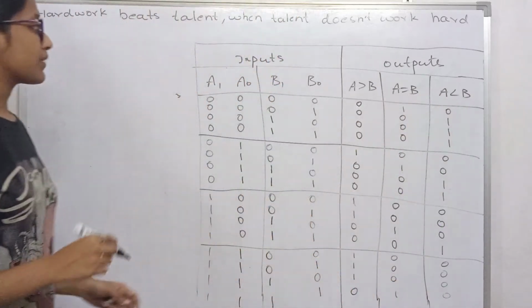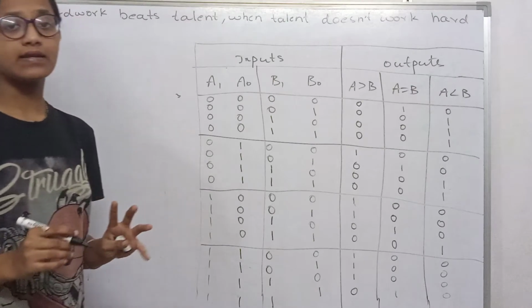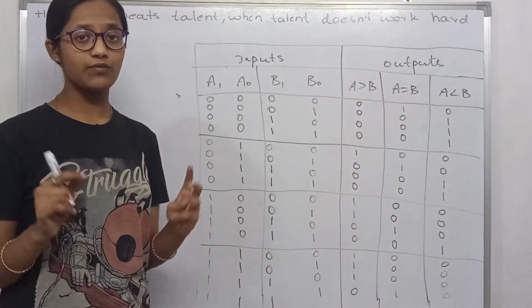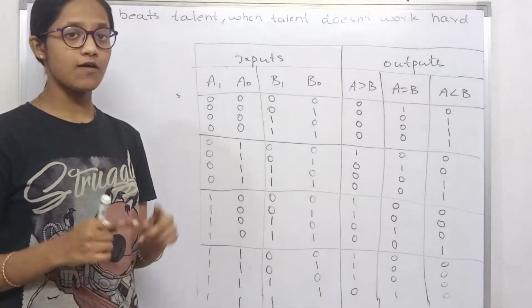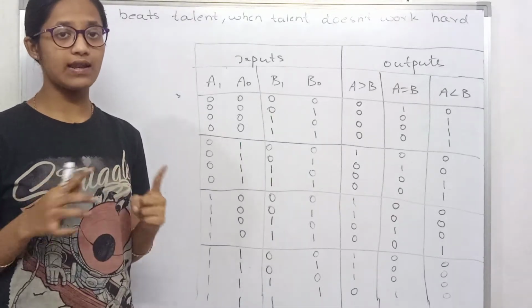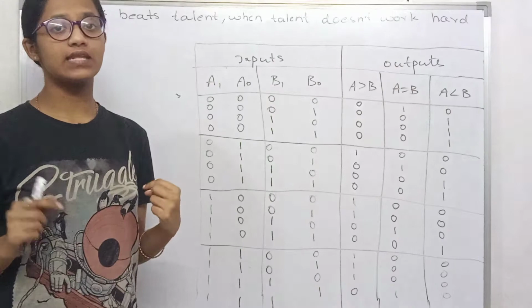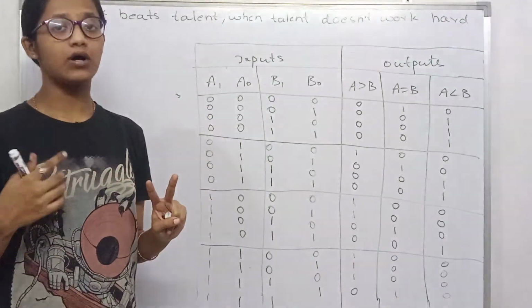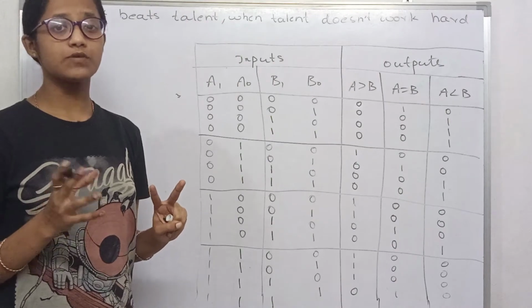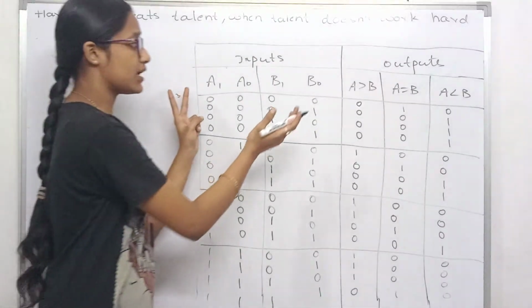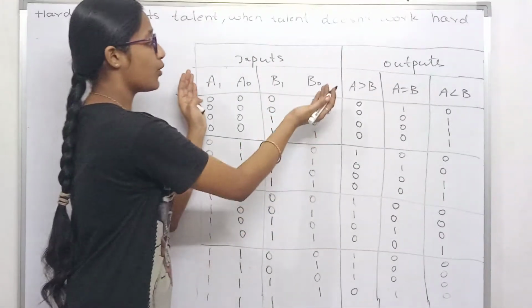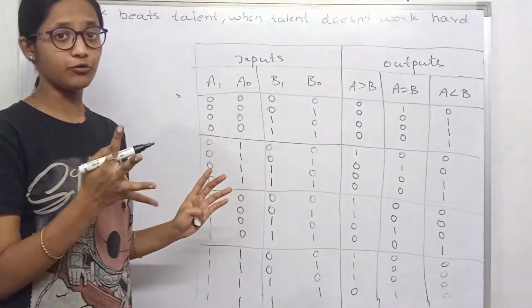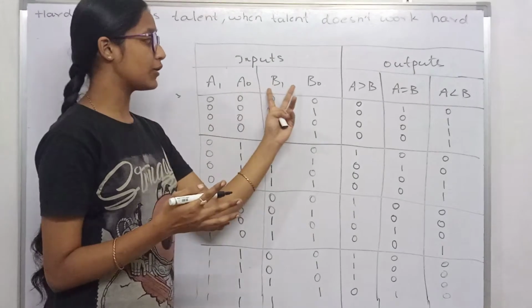We know that the comparator is a combinational logic circuit, right? To design a combinational logic circuit, we have to follow 6 steps. What are those? First, we have to analyze the problem. Our analysis is that we are going to design a comparator that is of 2-bit. Next, we have to determine the number of inputs and outputs. What are the inputs that we are going to have in a 2-bit comparator? 4 inputs, 2 for A and 2 for B.